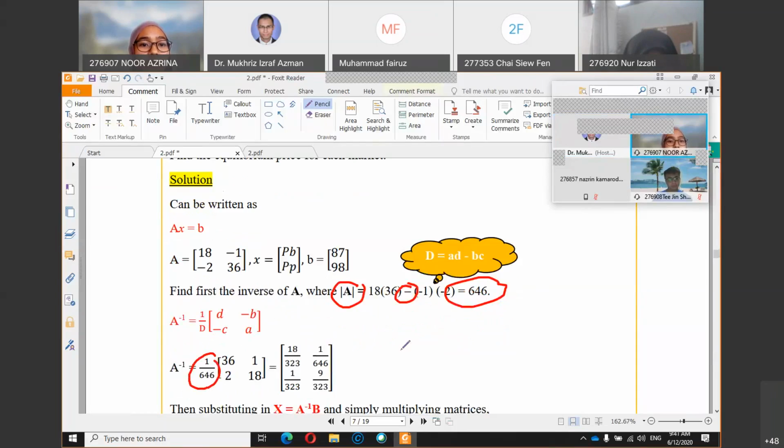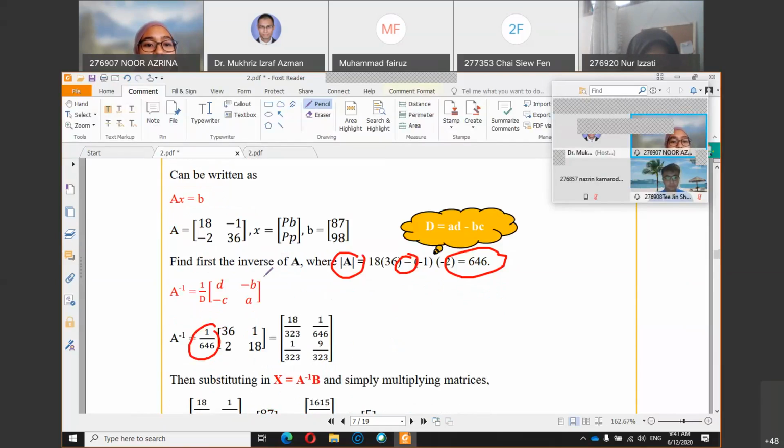Because the formula is 1 over D, and then the D is the inverse of A, so that's why we calculate 1 over D, which is 1 over 646. Okay, then this is the standard formula. You call it the matrix penentu, or penentu apa, I'm not sure, but of course the English term is inverse matrix. So 1 over the inverse value.